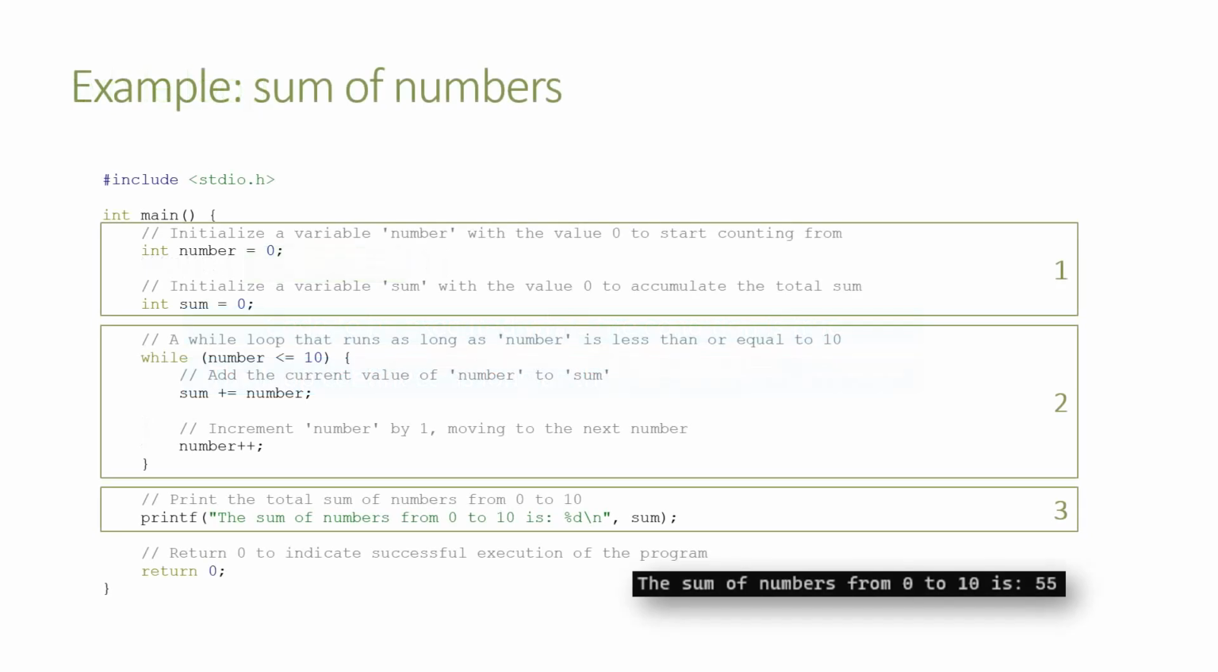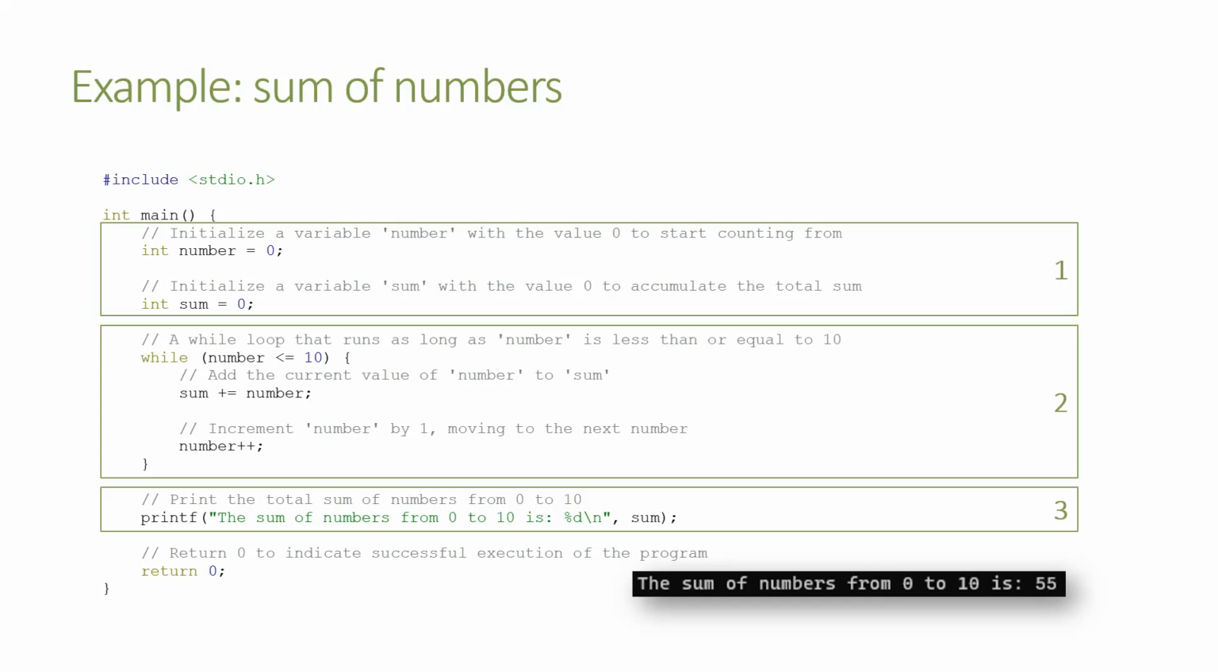Alright, so what we've got here is a nifty little C program that's all about adding up numbers from 0 to 10. 1. It kicks off by setting up two things: a number starting at 0, which is our starting point, and a sum also at 0, where we'll be keeping track of our total.